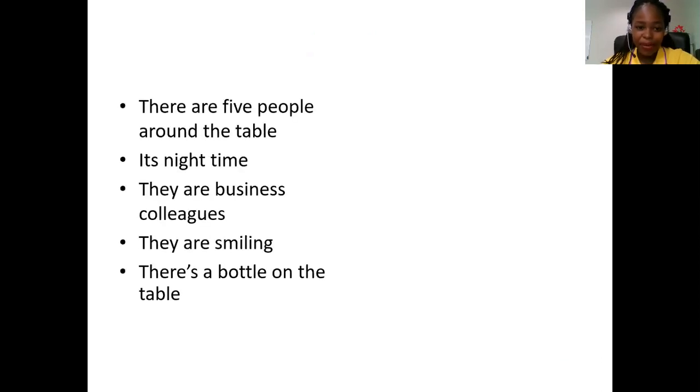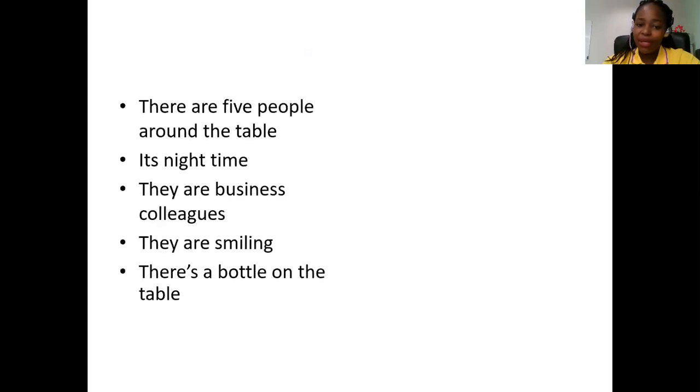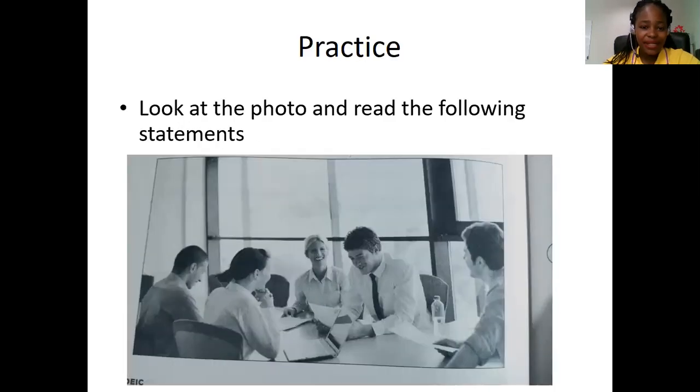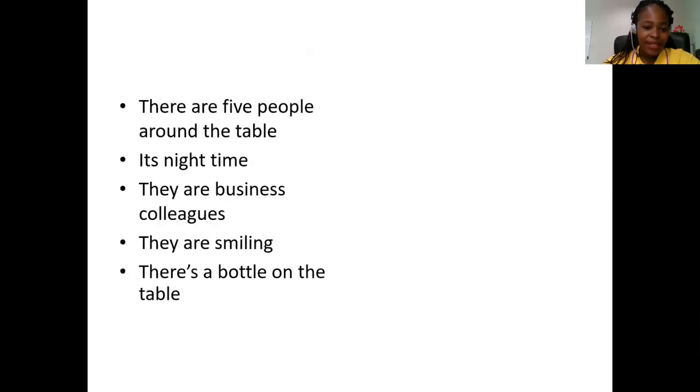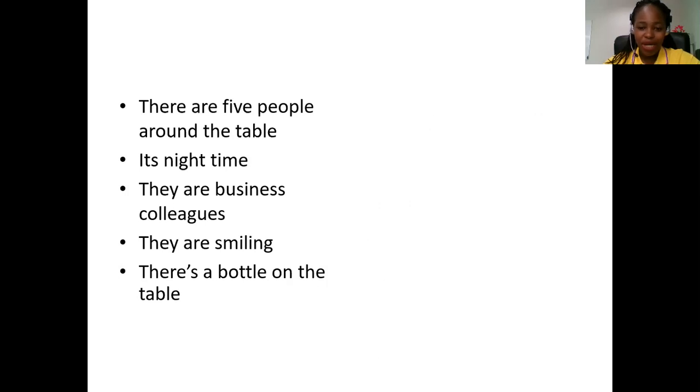So statement number 1, there are 5 people. That is true. It's night time? Not really. You cannot tell that from the photo, so it may not be true. They are business colleagues. We can assume that. They are smiling. You can see the smile on their faces. Yes, so they are smiling, they're not frowning. There's a bottle on the table. It's true.